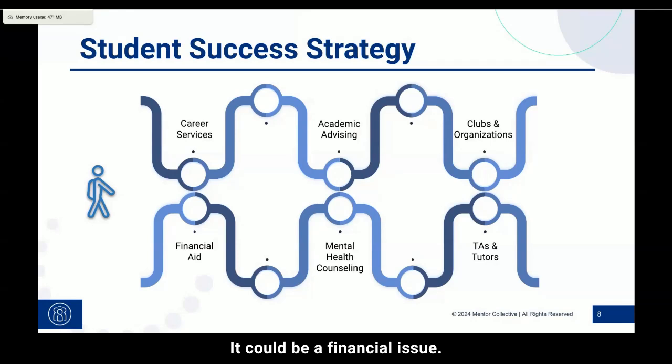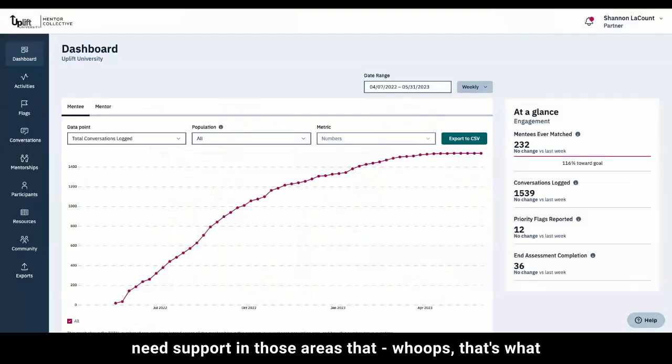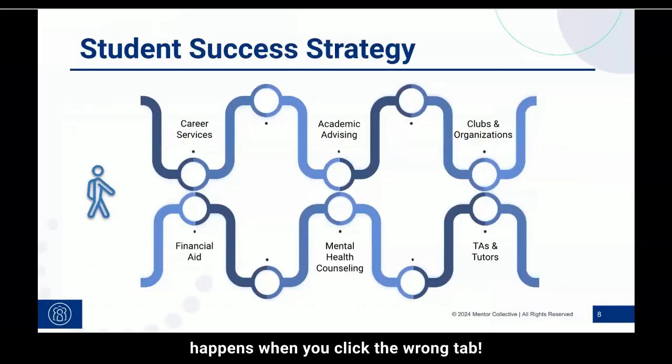Could be a financial issue. We all have financial aid offices and various resources in that area. Or it could be a health concern, whether it's mental health or physical health. There are also activities and parts of the support system on your campus that can help students who need support in those areas.